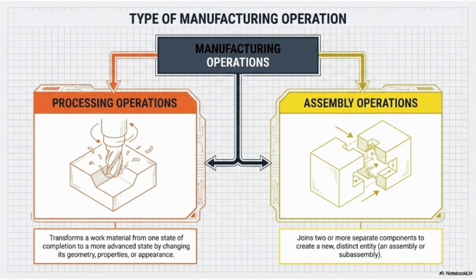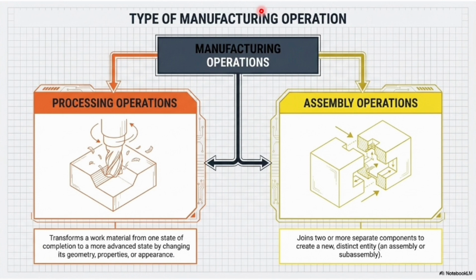Manufacturing operations can be broadly divided into processing operations and assembly operations. Processing operations change the work material itself. They may alter its shape, dimension, physical properties, or appearance. For example, machining a block, heat treating a gear, or coating a surface changes its properties. Assembly operations join separate components together to create a more complex product. For example, fastening parts with screws, welding metal parts, or assembling an electronic device.